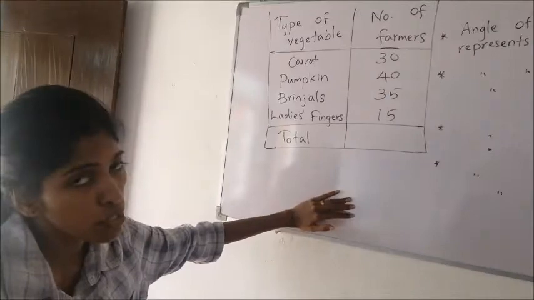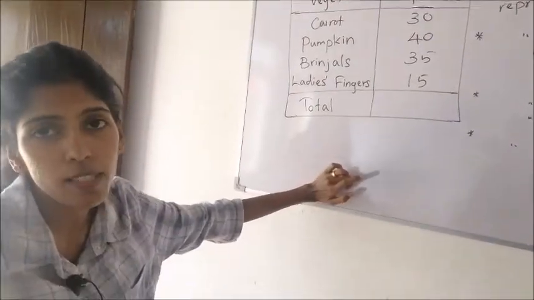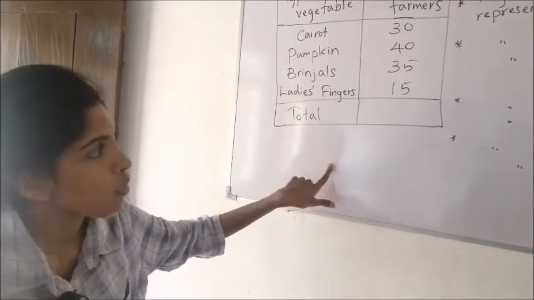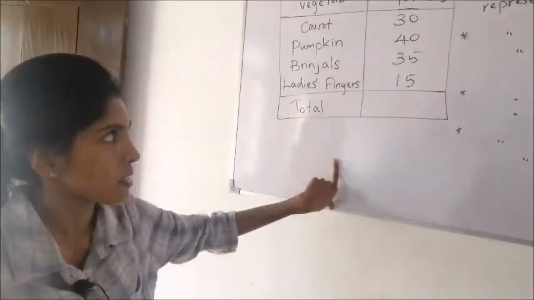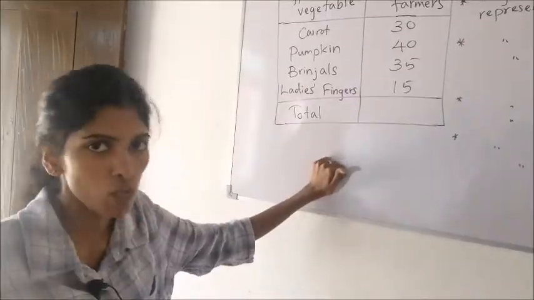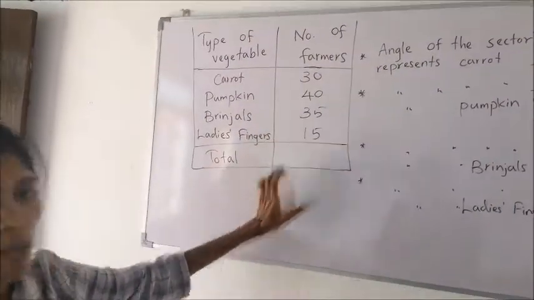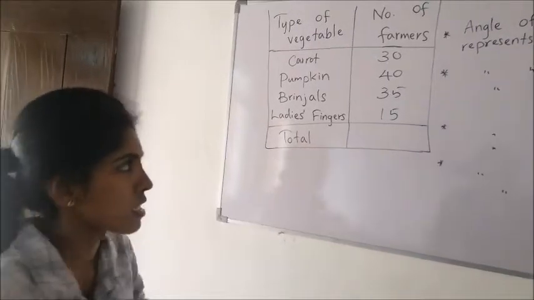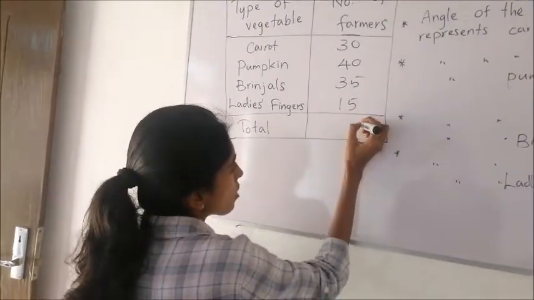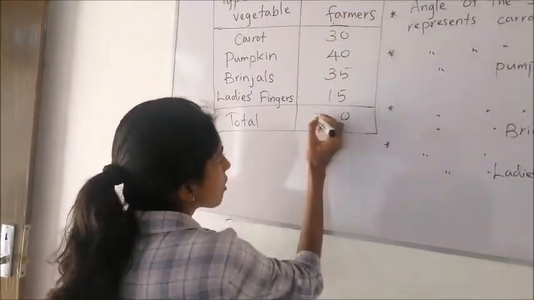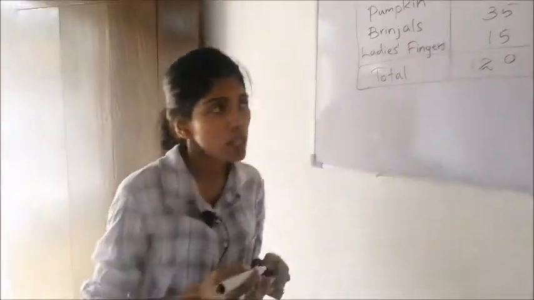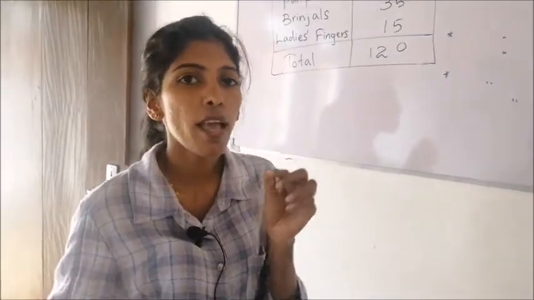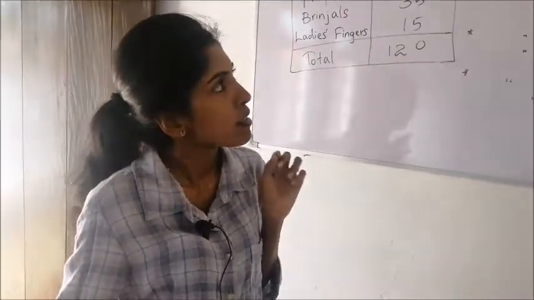So for that we need to deal with 360 degrees, because we know in the circle the angle around the point is 360 degrees, right? Our first step must be finding the total number of data in the table. Whether it is given or not, you must find it. We will get the total here, 120, right? Now we are going to calculate each and every angle in the circle.